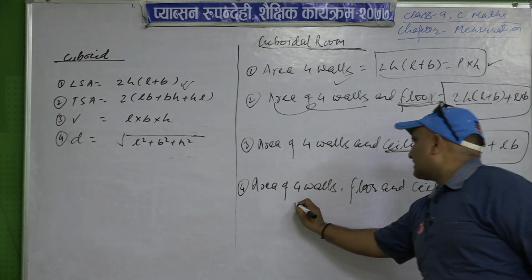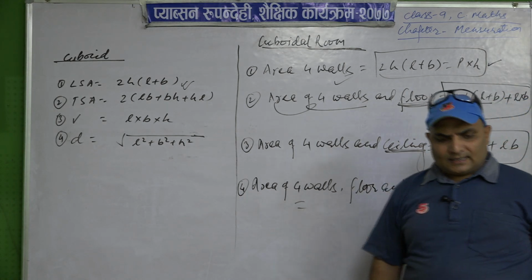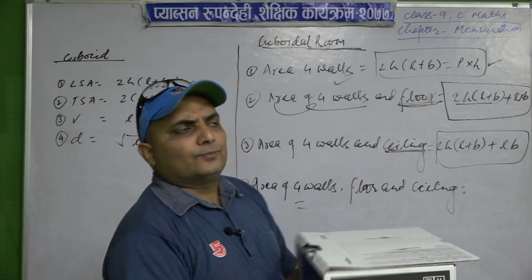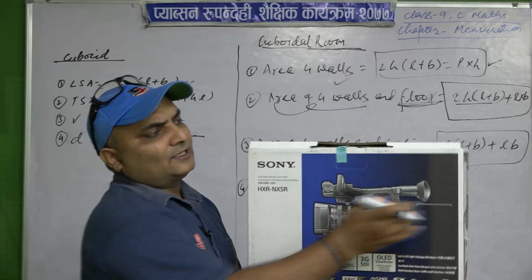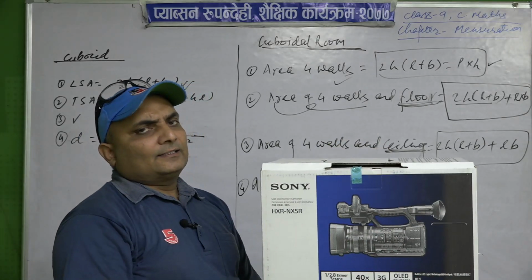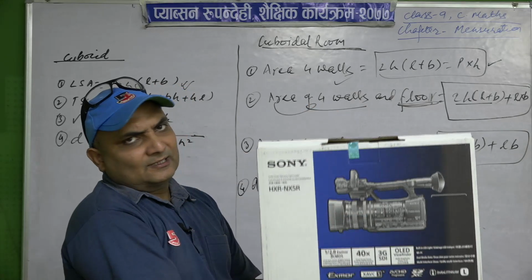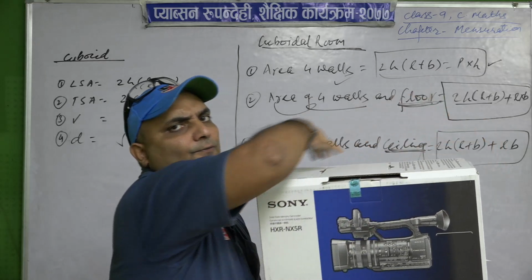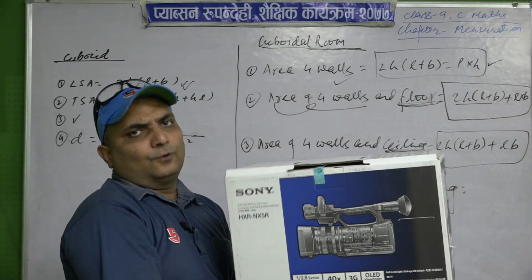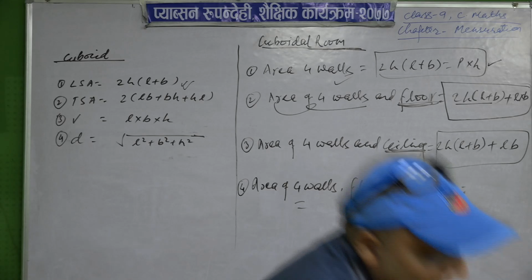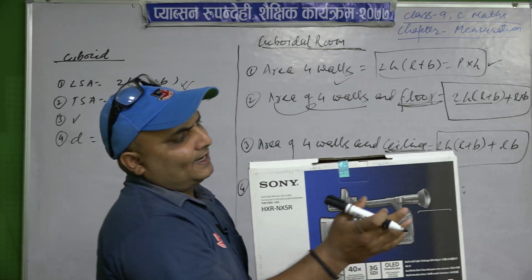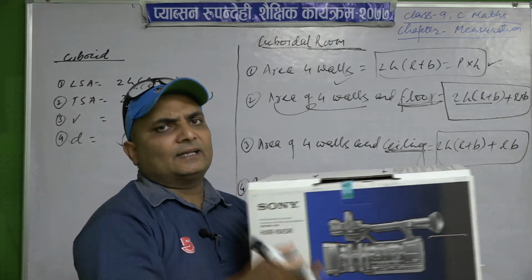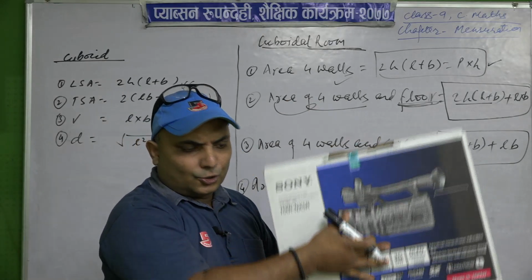Area of four walls, floor and ceiling means what? Again take this, your room. Area of four walls means this, ceiling means this, floor means this. You have to add the area of all faces, including the four walls, ceiling and floor. So in a cuboid, if you add the area of these four faces and these two bases, you will get the total surface area of the cuboid.